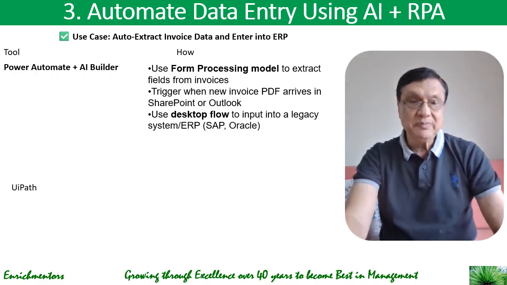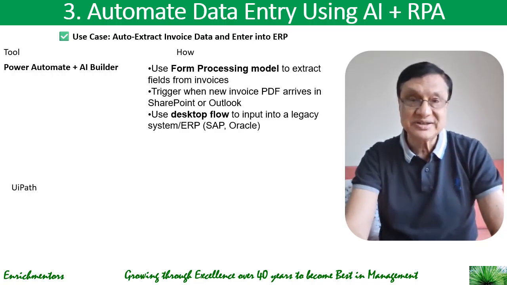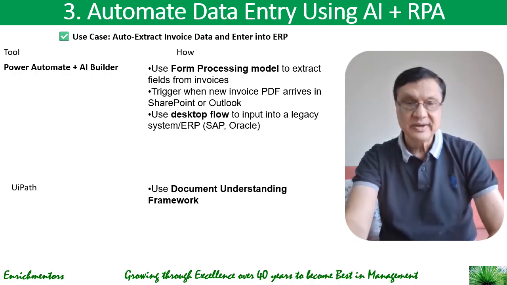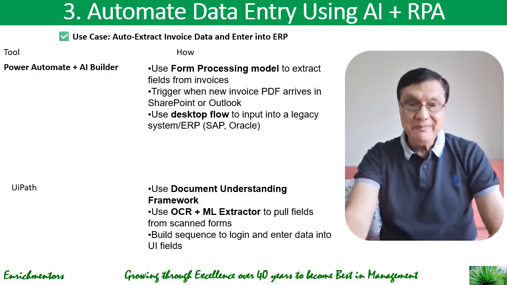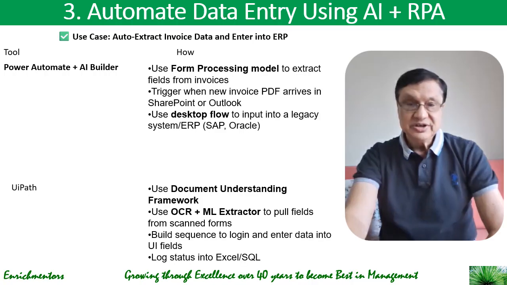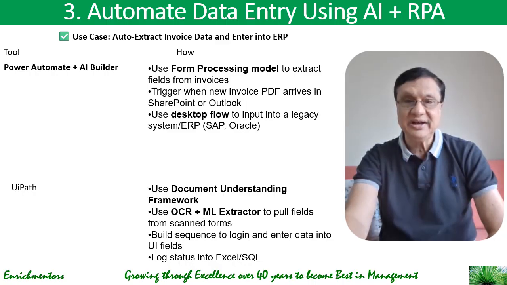Then there is another tool called UiPath that you can use. Now, how can you use UiPath to auto extract invoice data and enter into ERP? You could use Document Understanding framework of UiPath and use OCR plus ML extractor to pull fields from scanned forms and build in sequence to log in and enter data into the UI fields. And finally log status into Excel or SQL. So that's how you can automate data entry using AI plus RPA in this use case to auto extract invoice data and enter into ERP.